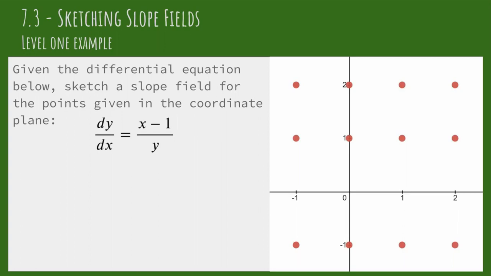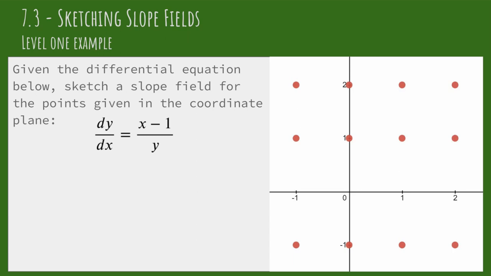Hello, Mr. Betts here. Let's take a look at an example that is typical with slope fields, and that is to actually draw a slope field. In this example, I've given you a differential equation, and we want to use that differential equation at a variety of points. There's 12 points here that are indicated, and we find the slopes at each point, and we're going to draw a slope line that has that slope.